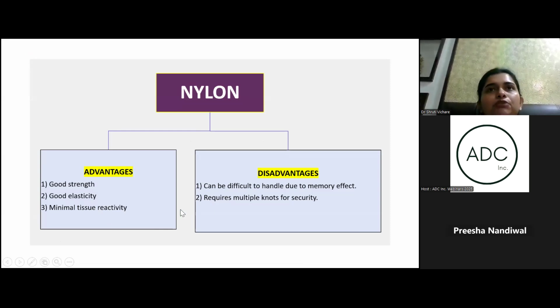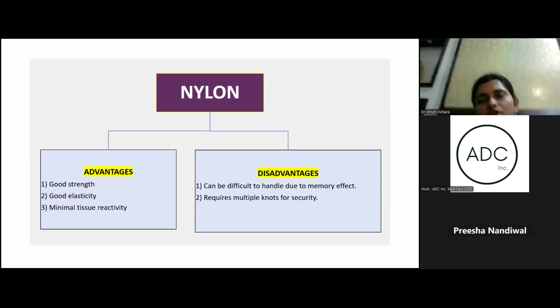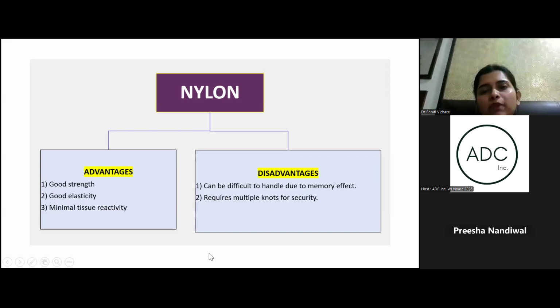Now coming to advantages: strength is good, elasticity is good, and tissue reactivity is minimal. Disadvantages: they become difficult to handle because these sutures have something called the memory effect. That means once you manipulate them in a particular way, they stay in that format. It is very difficult to bring them into the original format again. So the memory effect makes them a little difficult to handle sometimes. Not really a very discomforting disadvantage. It requires multiple knots for security.